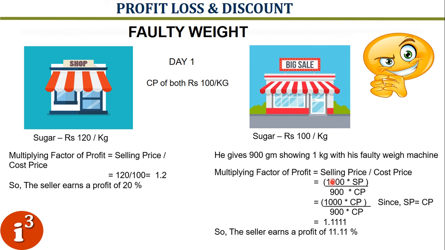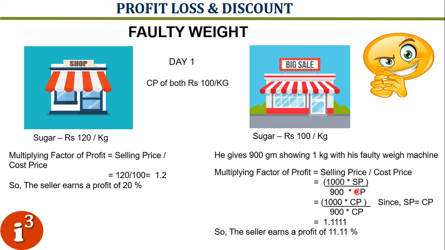So what is he selling? He is selling 1,000 gram. What is he actually giving? For the shopkeeper to calculate his profit, you need to know what he is actually giving. He is actually giving 900 gram, but he is taking the price of 1,000 gram. So 1,000 into the price at which he is selling, divided by his cost price, because he is giving 900 gram, so 900 into cost price.